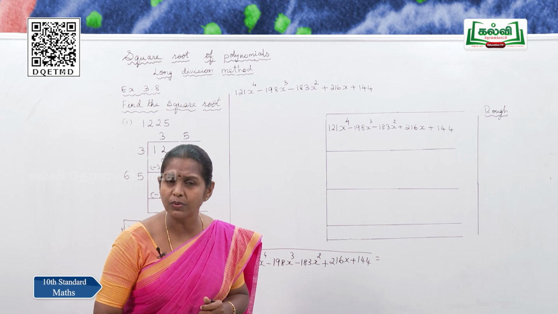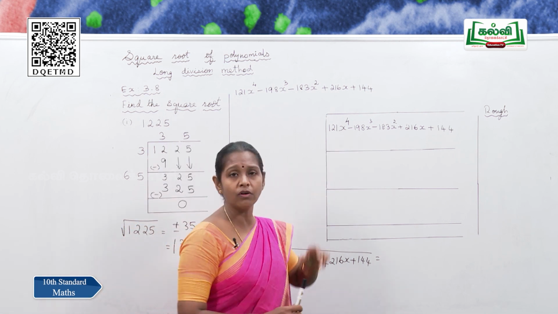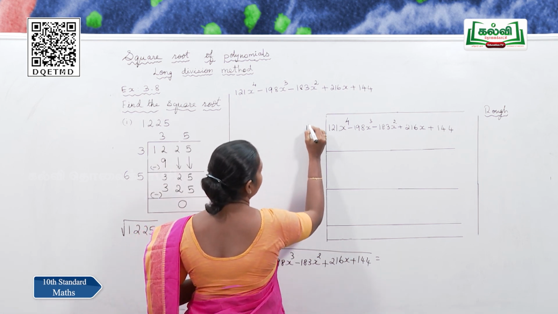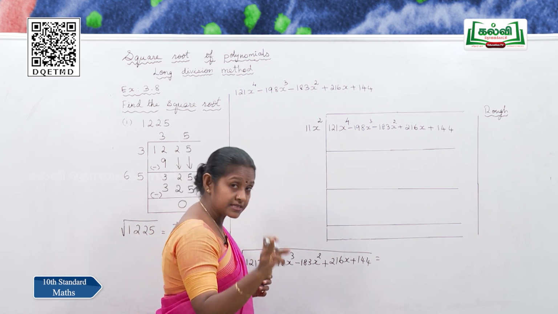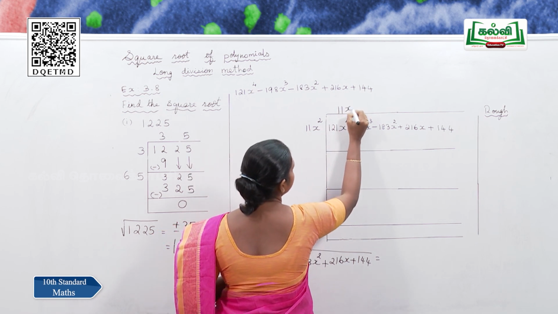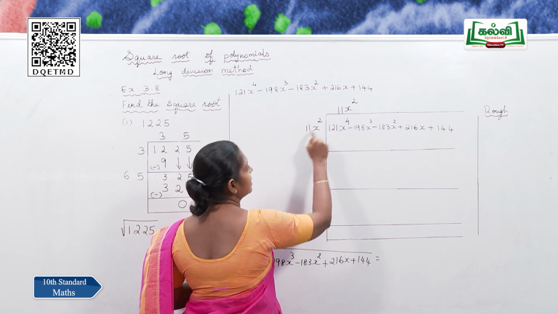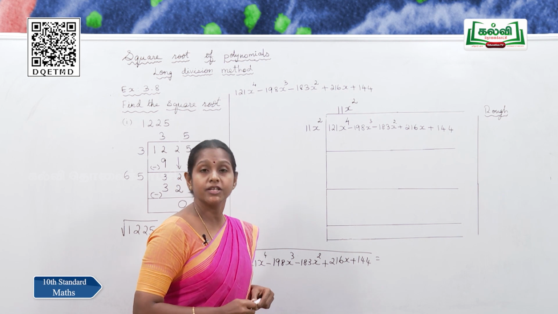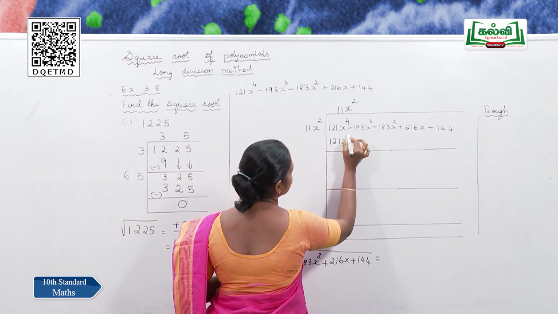What is the square root of 121? Very good, 11. Right. X to the power 4, x squared. So, I should write 11x squared in the divisor place. At the same time, you have to write this 11x squared in the quotient place also. Are you clear? Right. Now, 11 11s are 121, x squared into x squared, x to the power 4. So, you'll be getting 121x to the power 4.